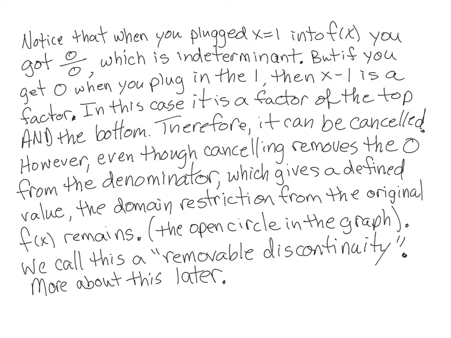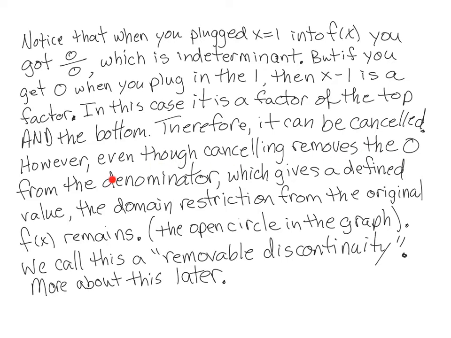So I'll talk more about this later, but if you plug in your value that you're finding the limit of and you get 0 over 0, you know that you can factor this thing and cancel it. Sometimes that means you can get an actual value. Sometimes it doesn't, but most of the time it does, and you'll be doing that in section 3. All right?